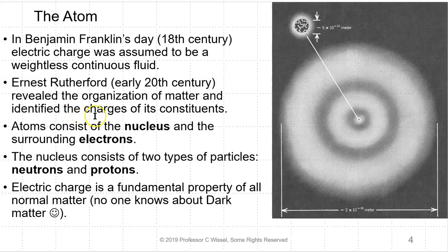Okay, now Ernest Rutherford in the early 20th century revealed the organization of matter and identified the charges of its constituents. The atoms consist of a nucleus, which has most of the mass, and the surrounding electrons, which take up most of the volume. The nucleus consists of two types of particles, neutrons and protons. The electric charge is a fundamental property of all normal matter.